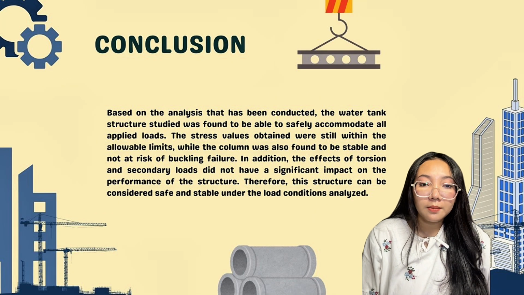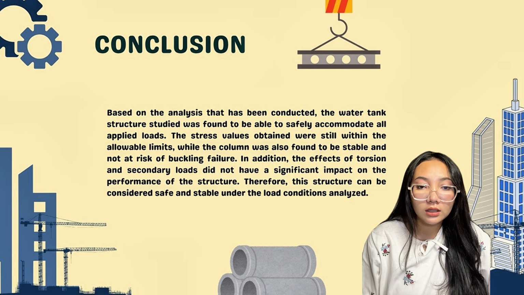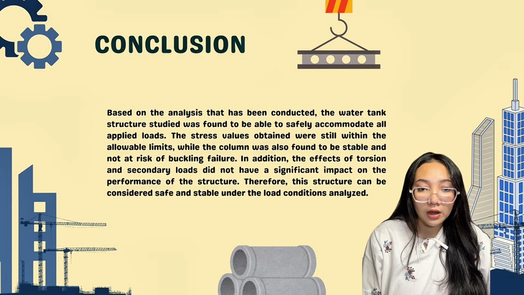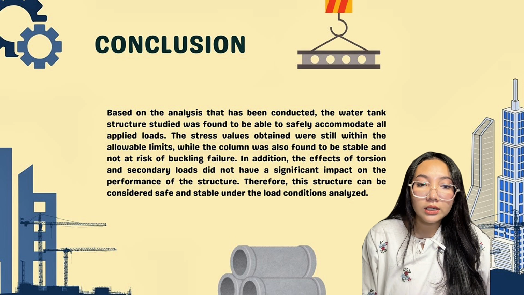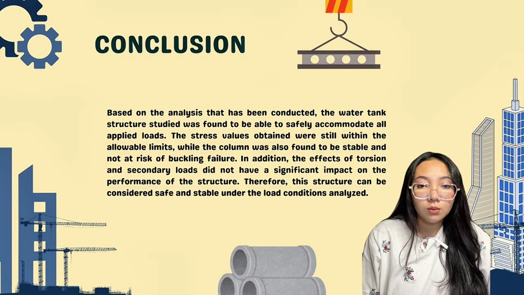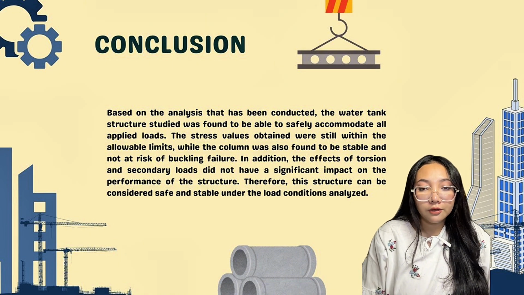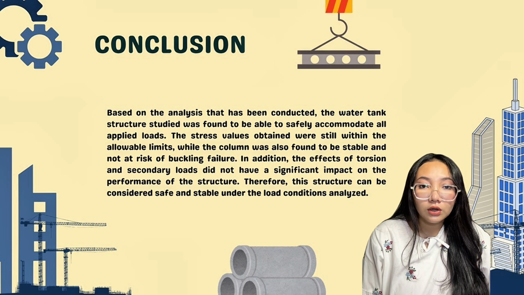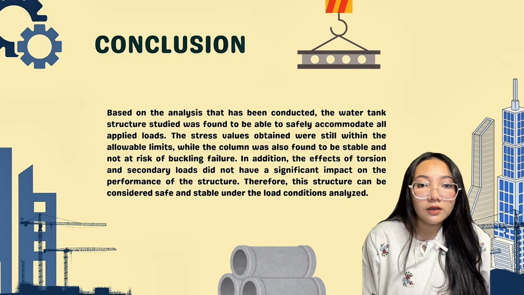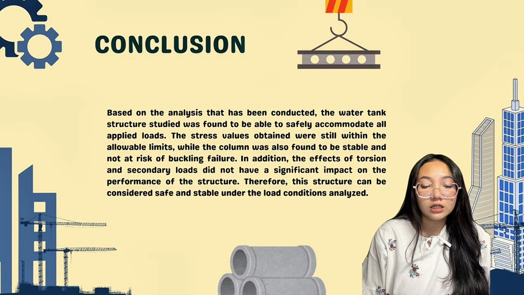In conclusion, based on the analysis that has been conducted, the water tank structure under study was found to be able to safely accommodate all the applied loads. The stress values obtained were still within the allowable limit, while the column was also found to be stable and not at risk of buckling failure. In addition, the effect of torsion and secondary loads did not have a significant impact on the performance of the structure. Therefore, this structure can be considered safe and stable under the load conditions analyzed.